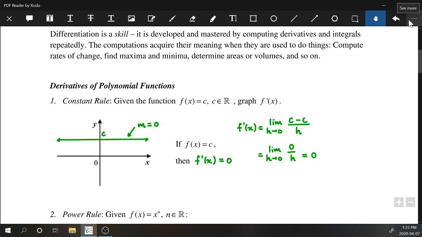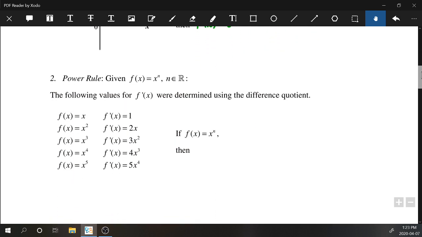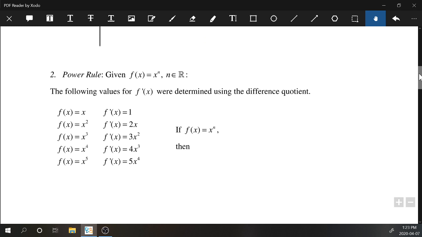Now, the next piece is to see what we have if we have other powers. So let's say we have f of x equals x to the n power, where n is a real number, but we're just going to have some natural numbers here for now. We have x to the 1, 2, 3, 4, and 5. And using what we know, using the difference quotient, we can find the derivative to be 1, 2x, 3x squared, 4x cubed, and 5x to the 4th power, respectively.